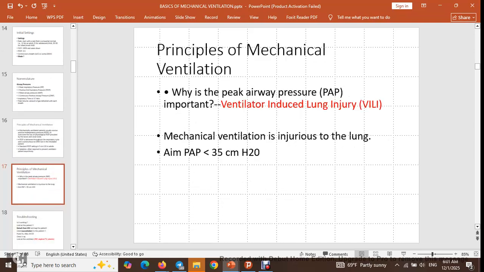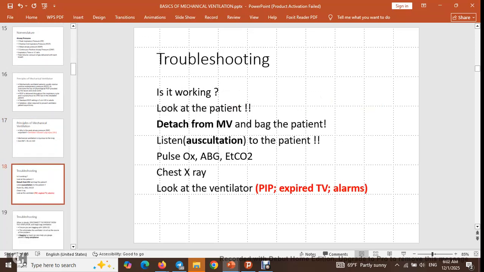Why is peak airway pressure important? Because of decreasing ventilator-induced lung injury. We usually keep the peak airway pressure less than 35, because mechanical ventilation is injurious to the lung.